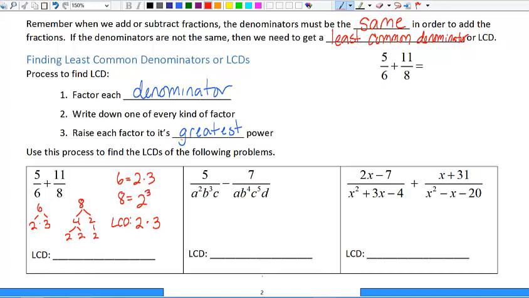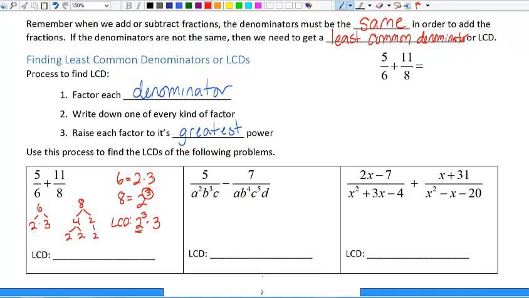Then raise each factor to its greatest power. So the greatest power of the factor 2 is a third power. So now that's got everything covered. The 6 demands that we have a 2 and a 3. In our LCD, do we have a 2 and a 3? Well, sure we do. The 8 demands that my LCD have at least 3 2's. Does it have at least 3 2's? Well, sure it does. So this is the least common denominator.